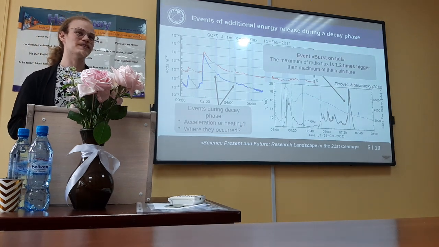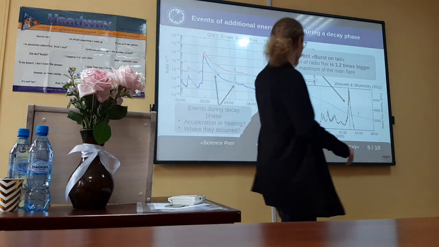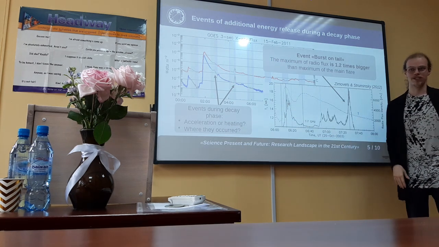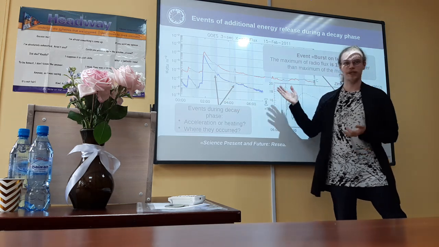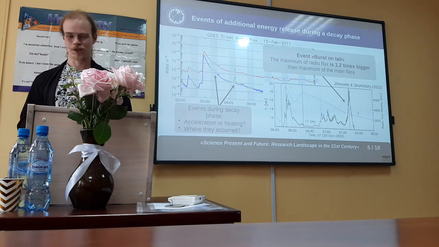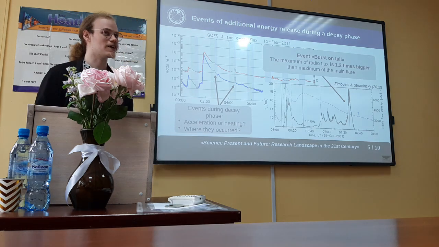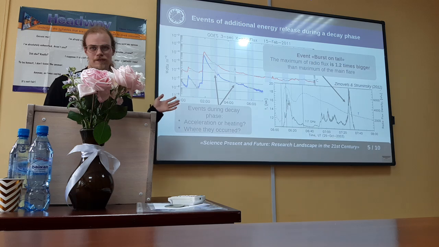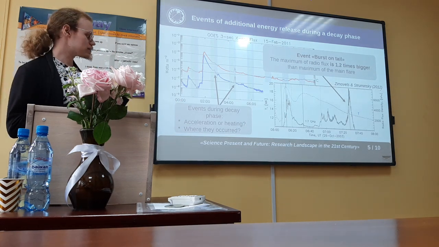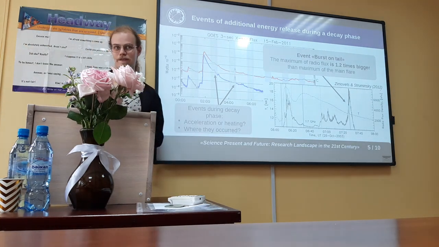And there are some particularly interesting events, like for example this event, burst on tail, where the maximum of radio flux surpasses the maximum of the main flare, 1.2 times bigger, which, as you can see, is not quite common. But by looking at these profiles, obvious questions rise up. The first one: where do they occur, where do they happen? Are they connected at all to the previous flare? And what's the mechanism that generated them?